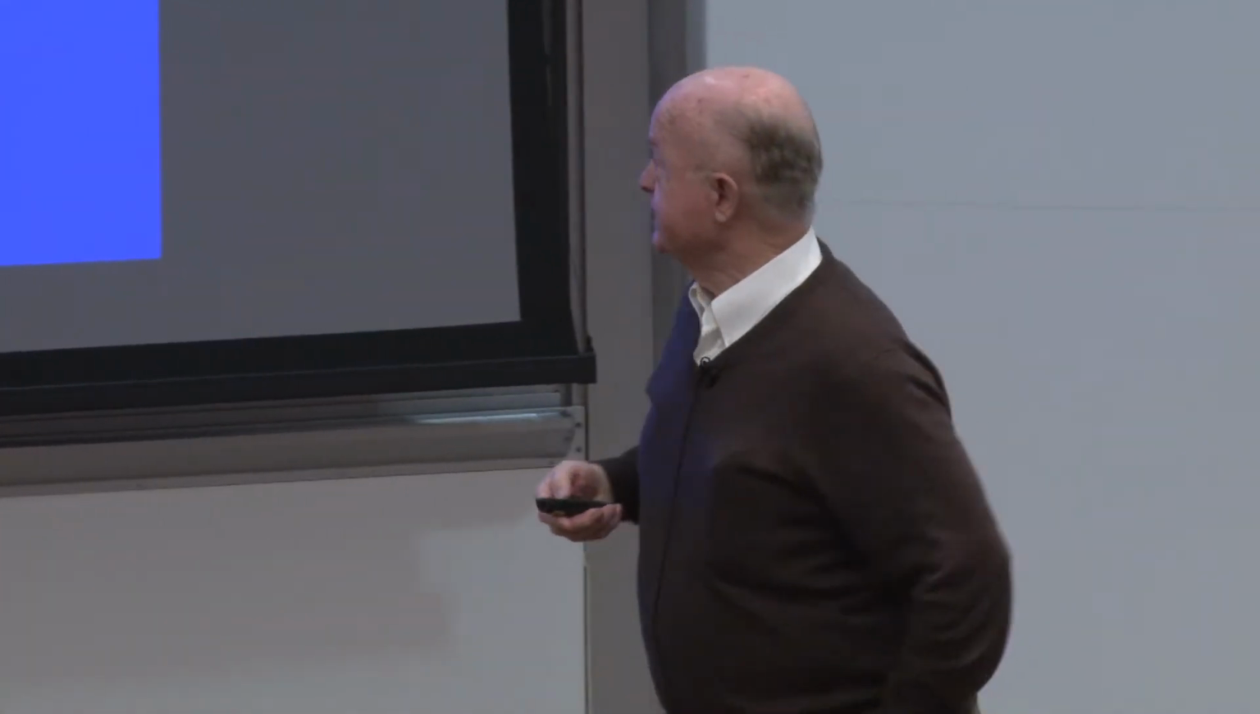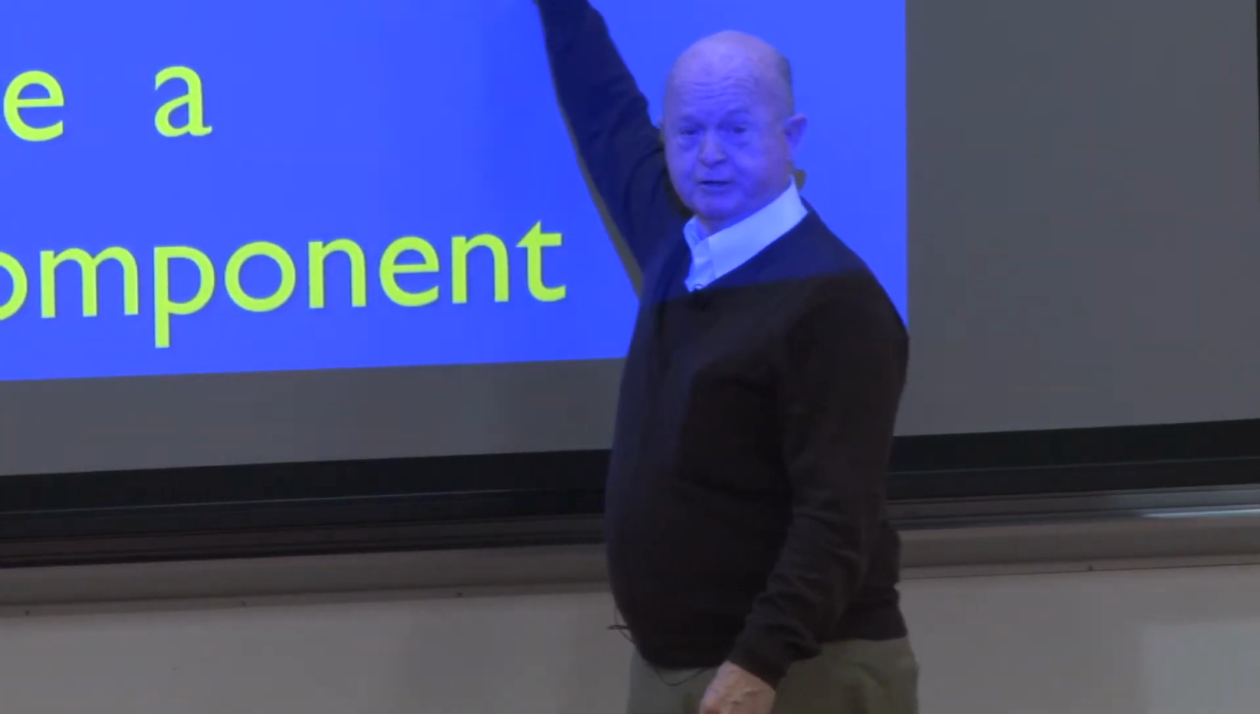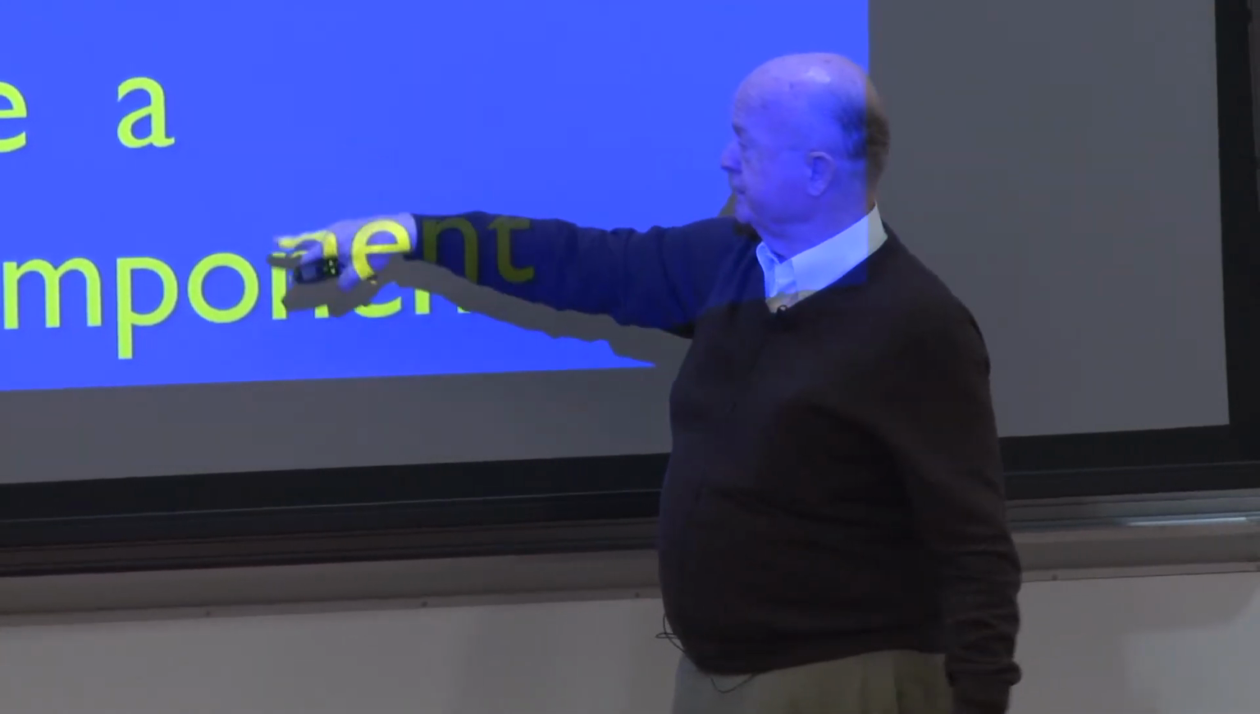The interesting thing is, those who gained more weight were the ones who gained more fat. They had a lower resting metabolism, so even at rest they were using less energy. They had a higher respiratory exchange ratio, which is an indirect estimate of whether they're using carbohydrate or fat. If you have a high respiratory exchange ratio, you're using more carbohydrates and you're conserving your fat. And all three of these studies have shown a high genetic factor. So how much weight you gain when you overeat and what the composition of that weight gain is are influenced a great deal by genetic factors.